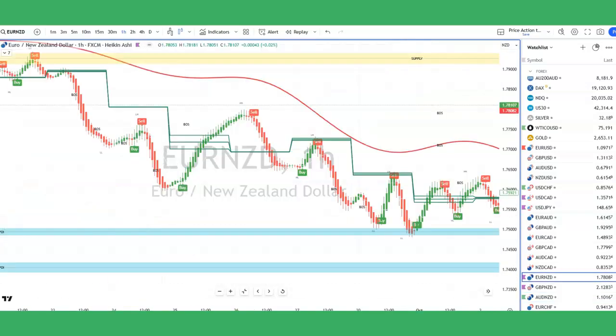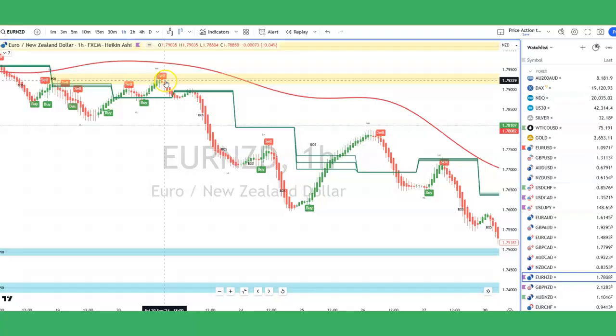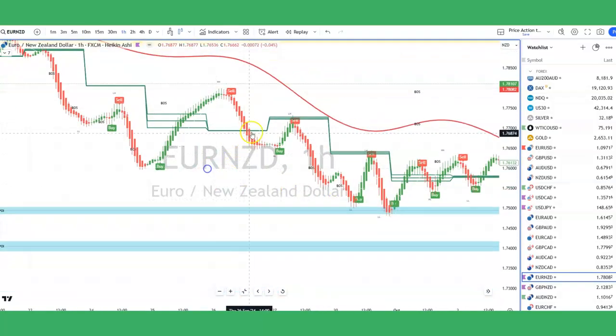Euro New Zealand is not parabolic, but it's a good example of when the price sells off and you can get into the position here on the supply zone and price breaks down, where you can get a 2 to 1 easily.